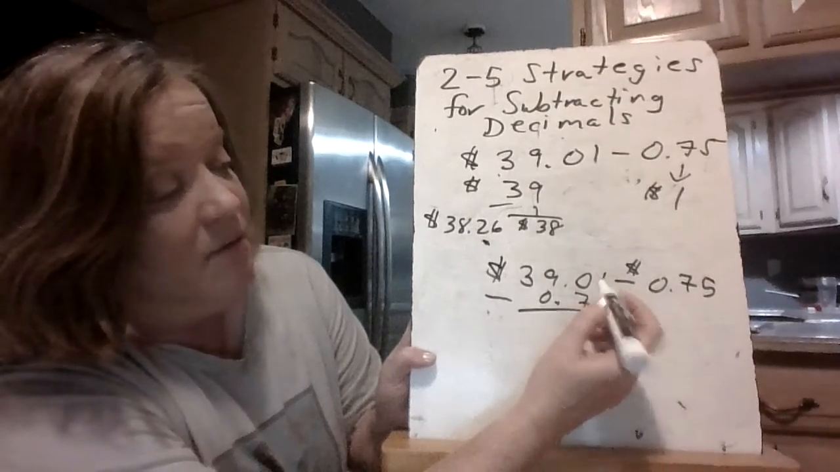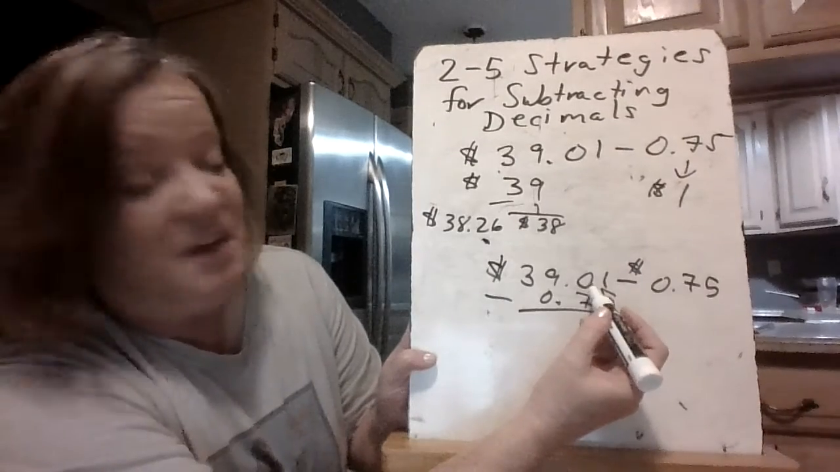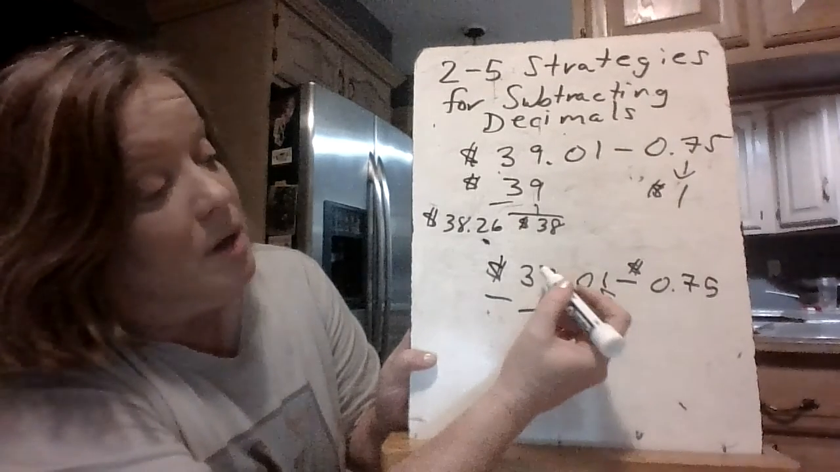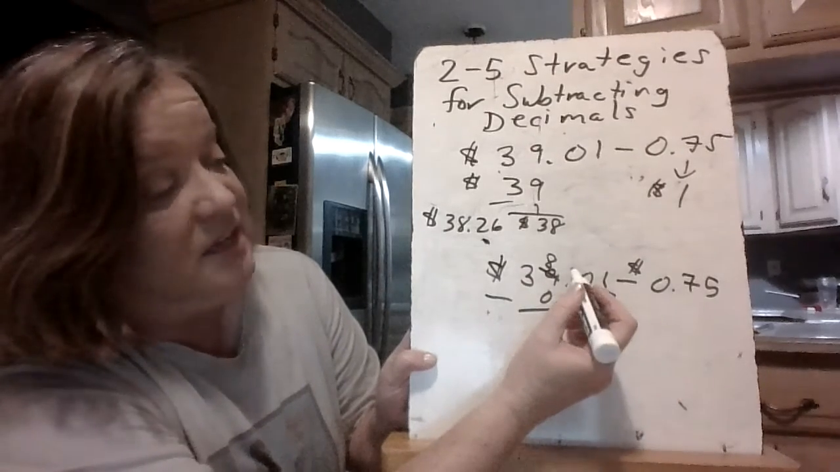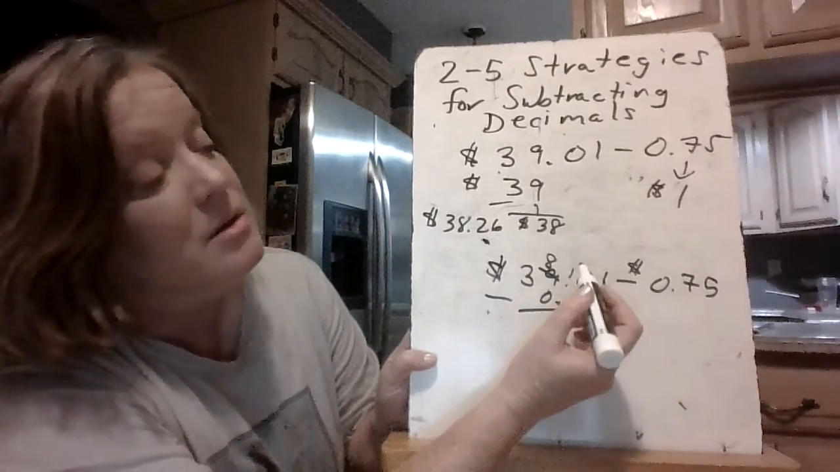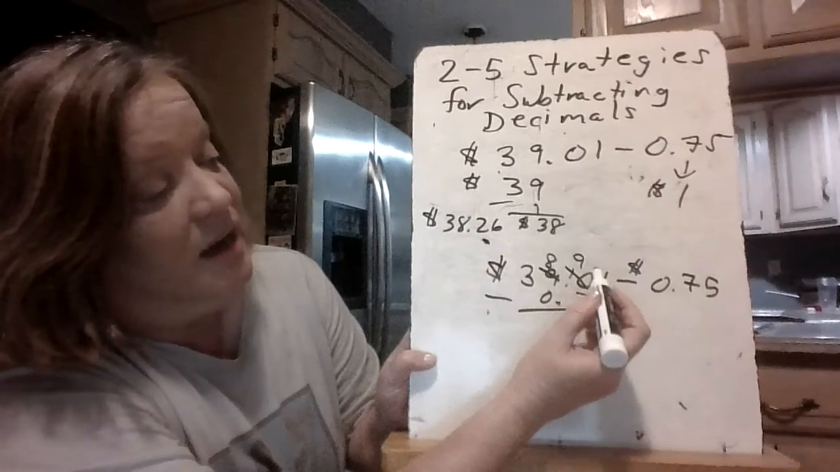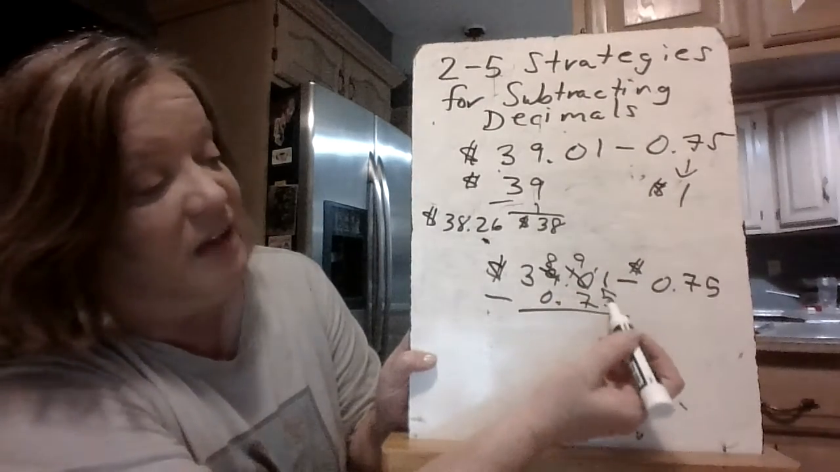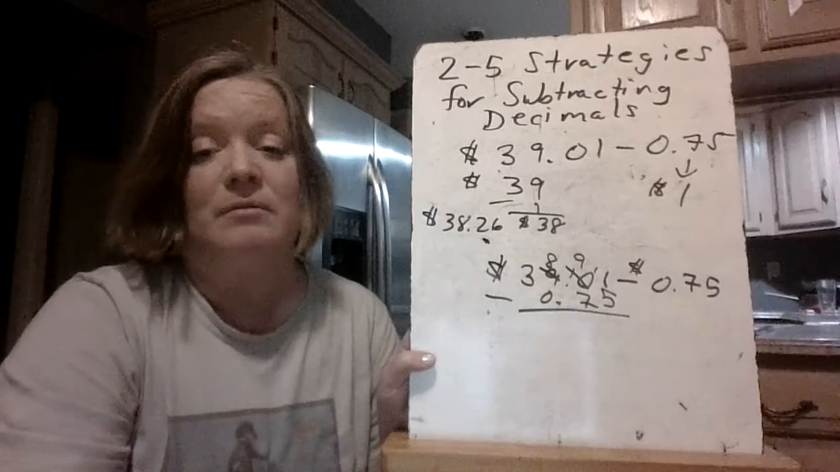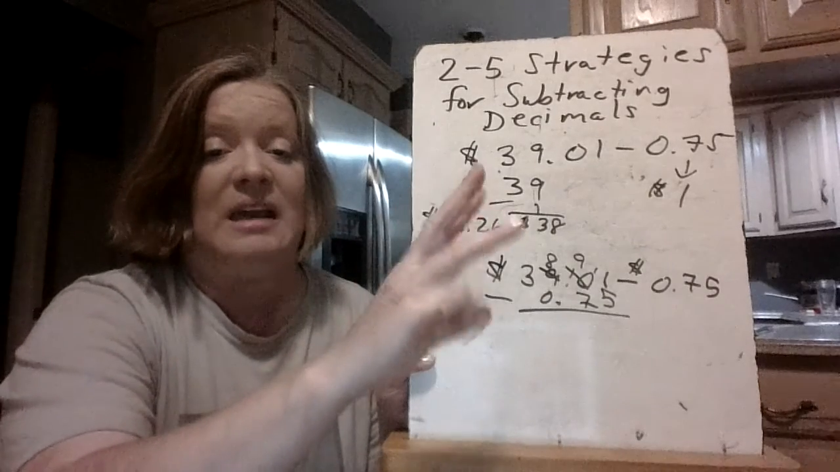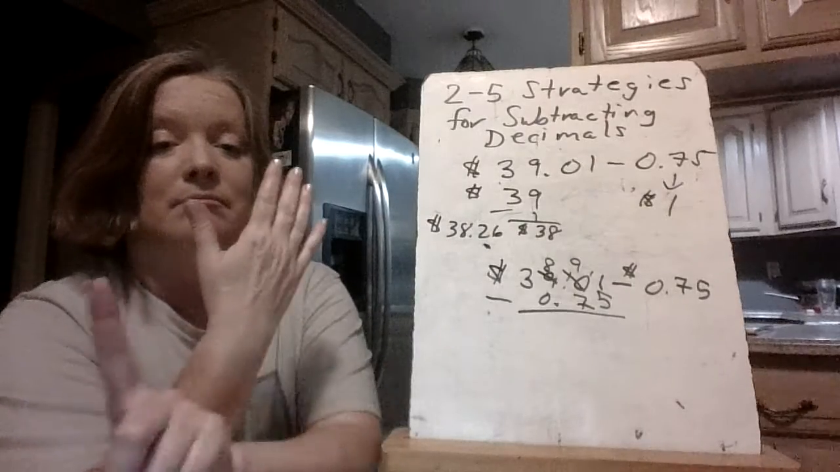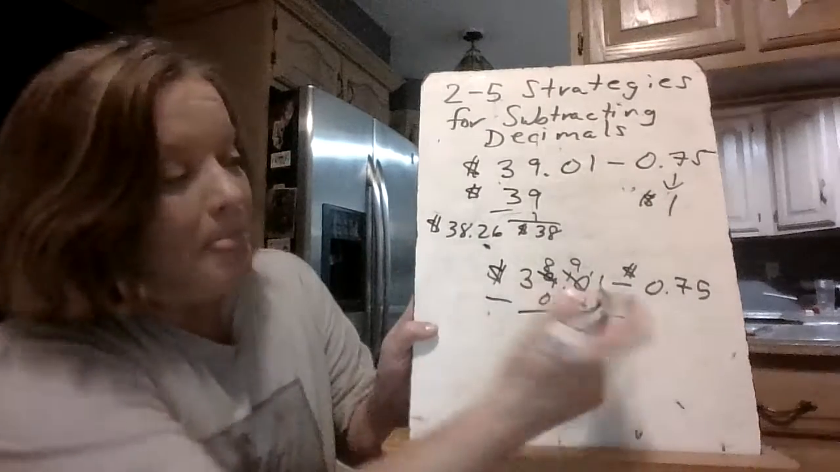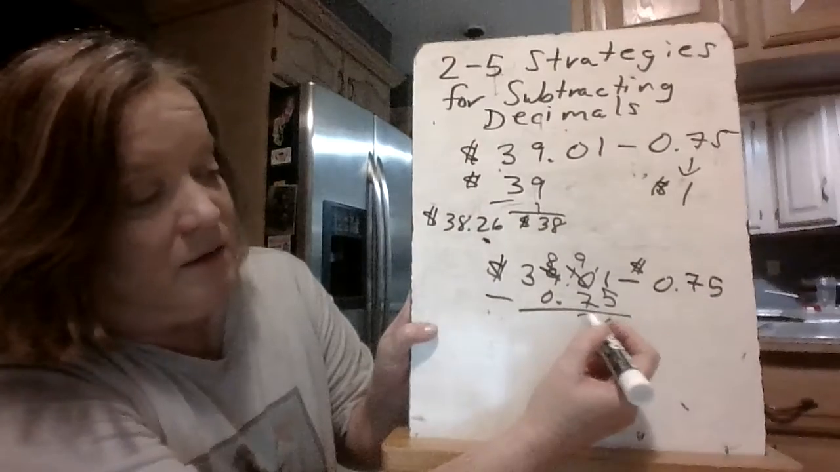Can't take 5 from 1. I can't borrow from 0. So I'm going to make this an 8, like a lot of you like to do. Lend him 1, which is really 10. Cross this off, make this a 9. Now lend him 1. Now that's 11. Count up from 5 to 11. 5, 6, 7, 8, 9, 10, 11. So that's 6. 7 from 9 is 2.